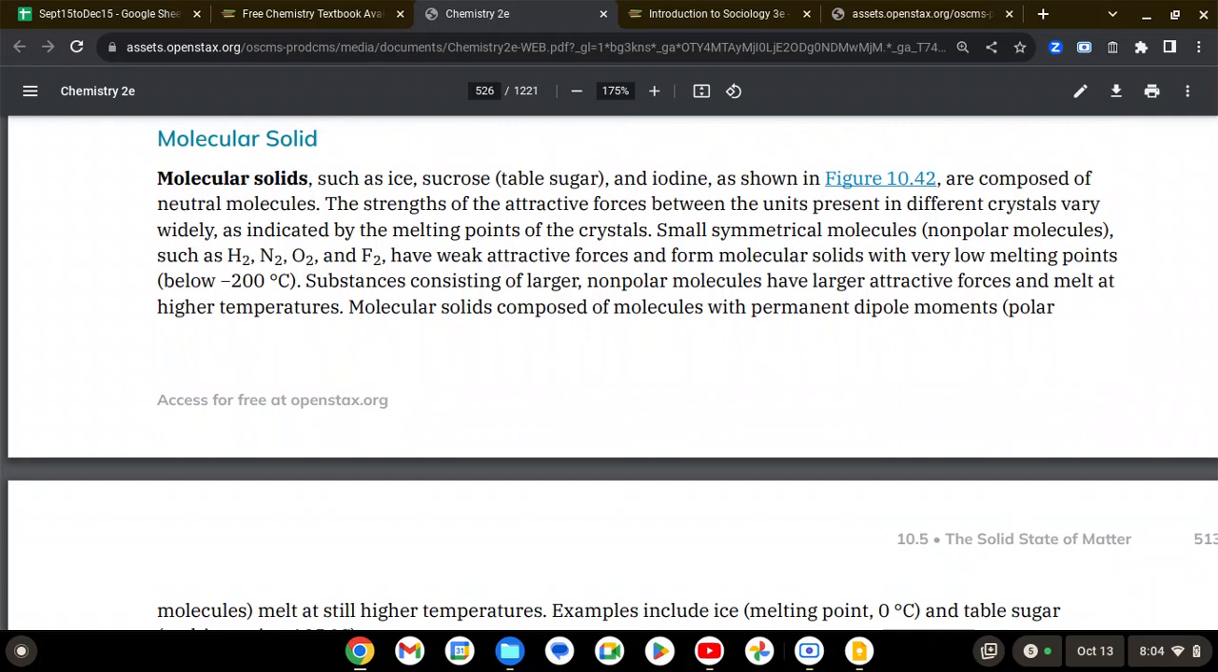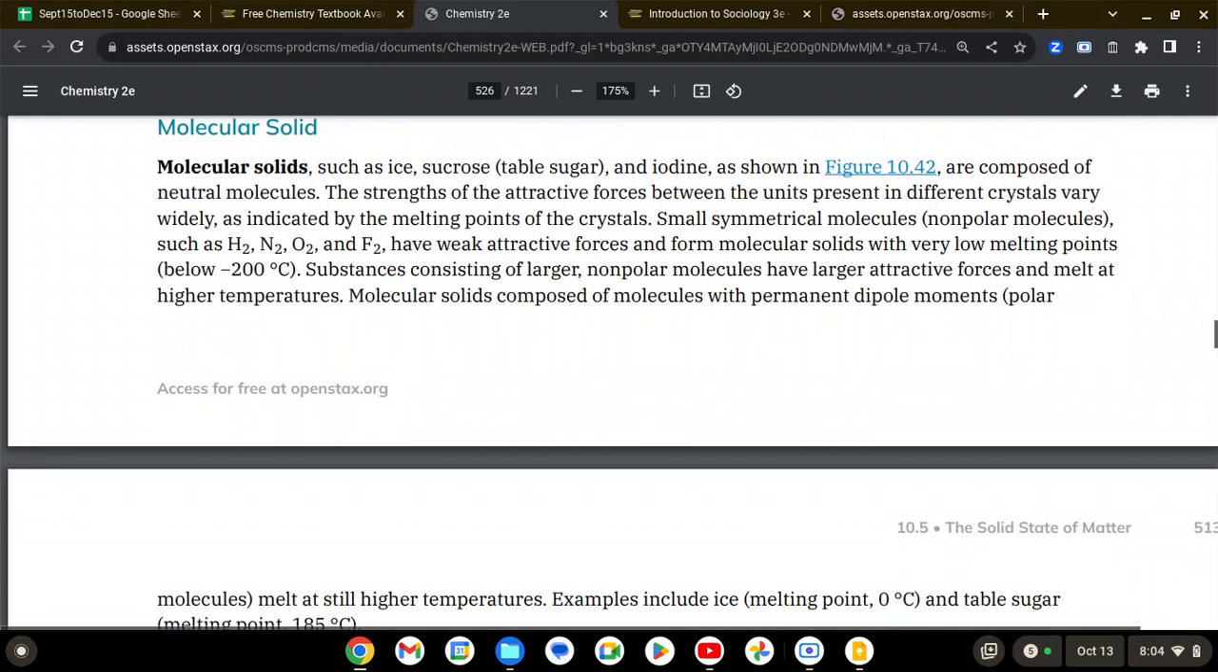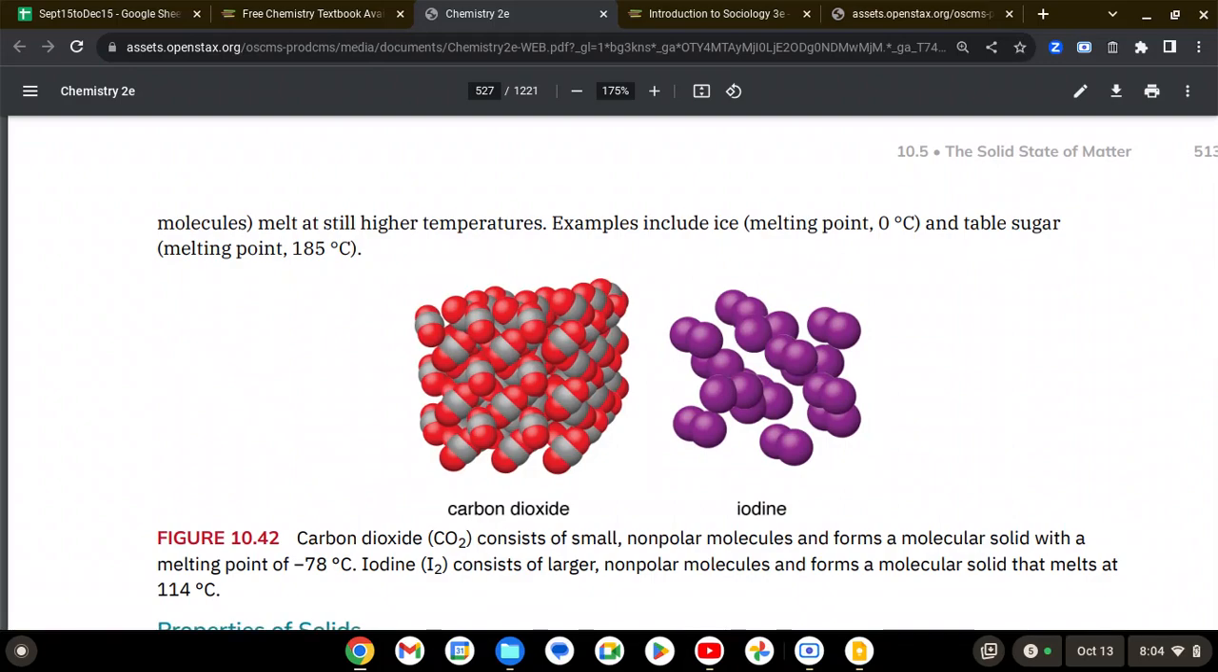Small symmetrical, nonpolar molecules such as H2, N2, O2, and F2 have weak attractive forces and form molecular solids with very low melting points. Substances consisting of larger nonpolar molecules have larger attractive forces and melt at higher temperatures. Molecular solids composed of molecules with permanent dipole moments melt at still higher temperatures. Examples include ice and table sugar.